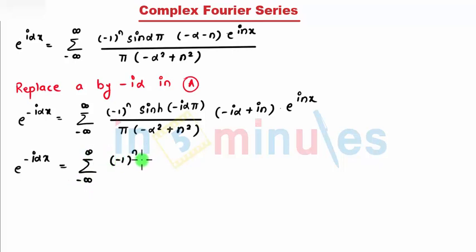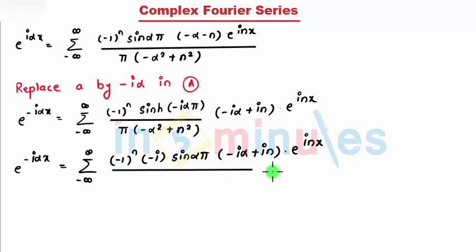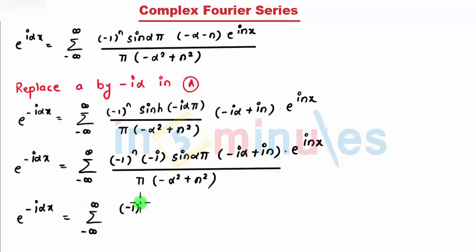minus 1 raised to n, minus I outside, and sine alpha pi, and this I get as minus I alpha plus minus I n into e raised to I nx, and then it gets divided by, I say its whole gets divided by pi into minus alpha square plus n square. So finally I can say e raised to minus I alpha x is equal to the summation from minus infinity to infinity of minus 1 raised to n.